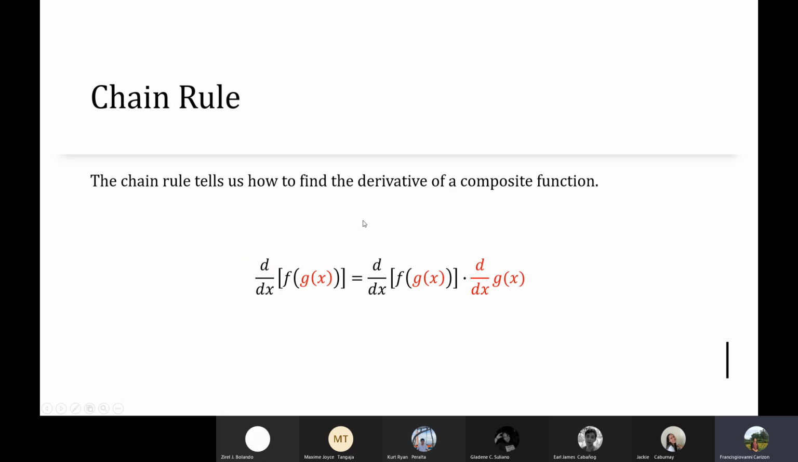So next is the chain rule. The chain rule tells us how to find the derivative of a composite function. Now, a composite function is a function that is inside a function.